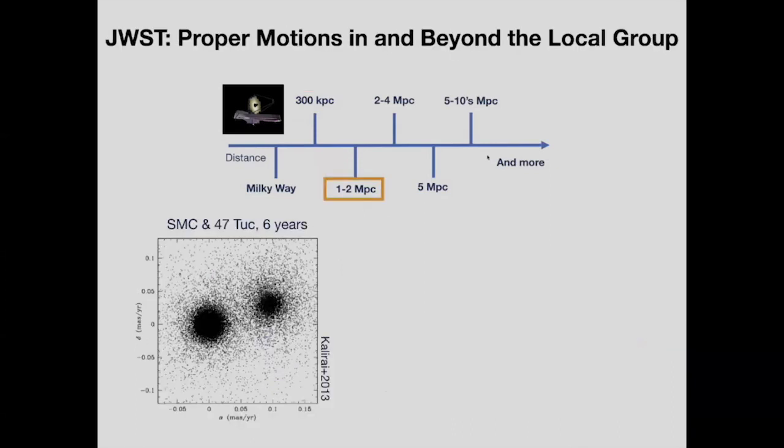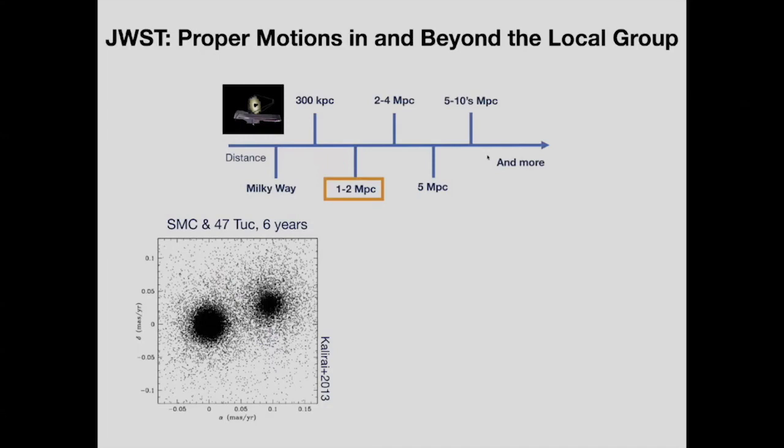Stepping a little bit further away, one of the things that JWST is going to be able to do is measure proper motions of stars and of galaxies. What's being plotted here is the proper motion in right ascension and declination of 47 Tuc, the globular cluster, and the SMC, which is in the background. The SMC forms this clump of stars that effectively have no measurable proper motion because the stars are too far away for this particular baseline. But what you see is the secondary clump, which is 47 Tuc.